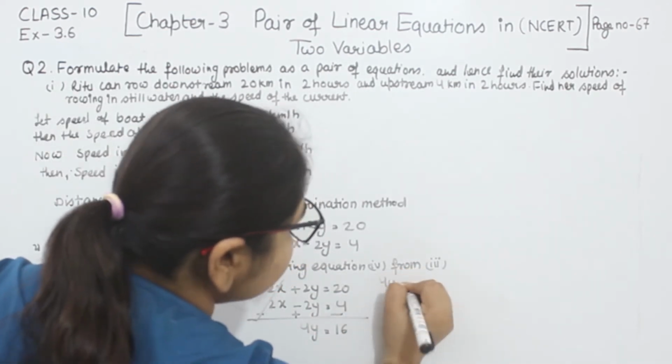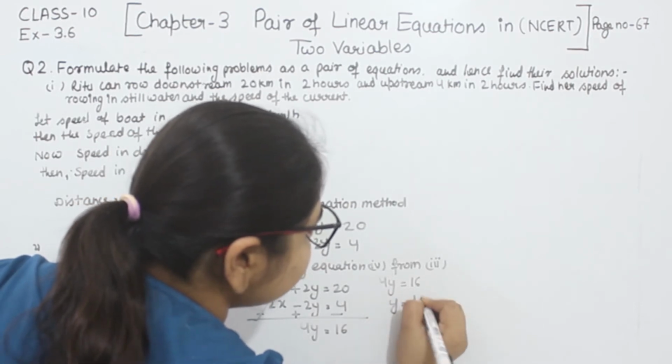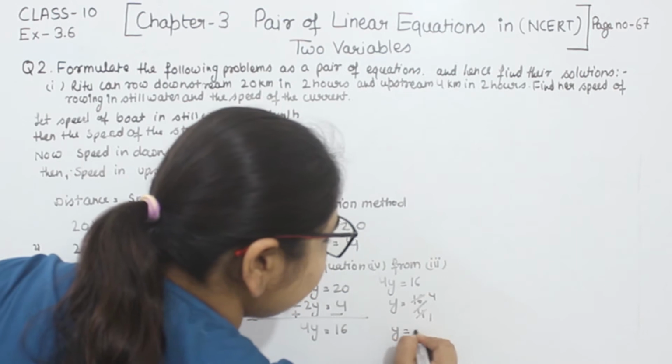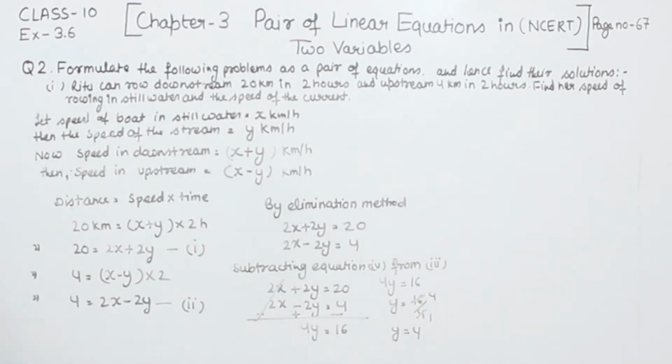So 4y is equal to 16. y is equal to 16 divided by 4. 4 ones are 4, 4 4s are 16. So the value of y is equal to 4. Now we have to find the value of x. We are going to put the value of y in any of the original equations, that is equation number 1 or equation number 2. Now we are going to put the value of y in equation number 2.